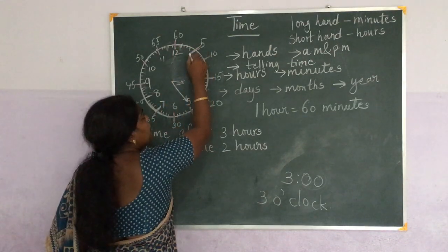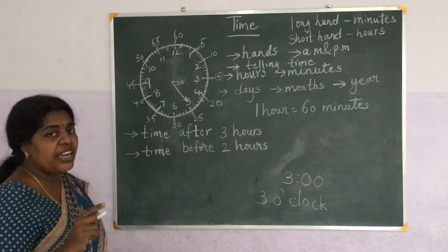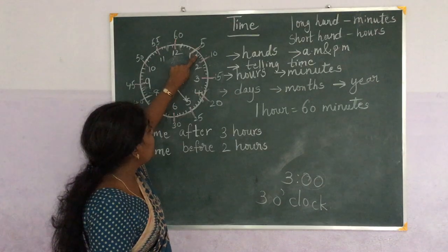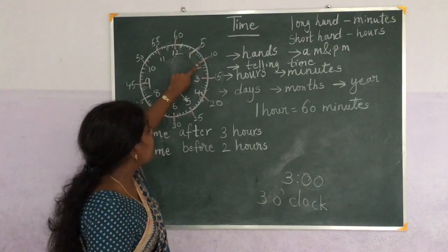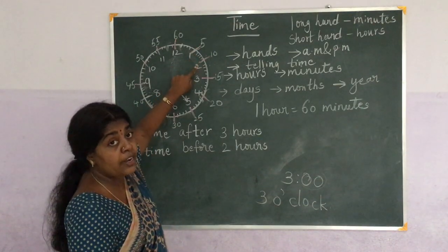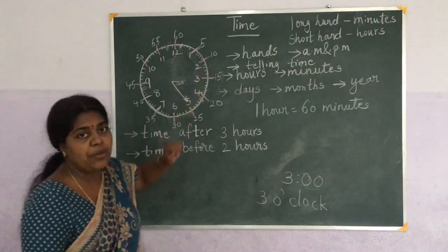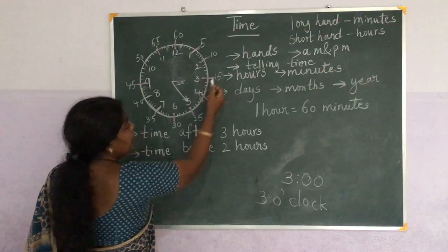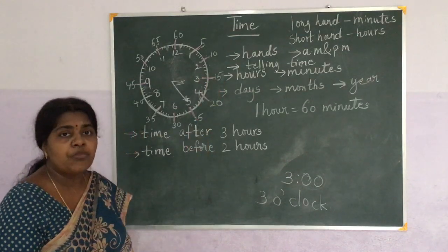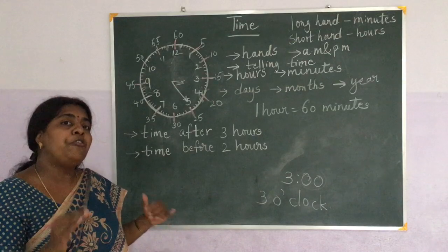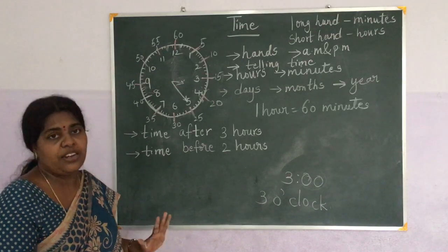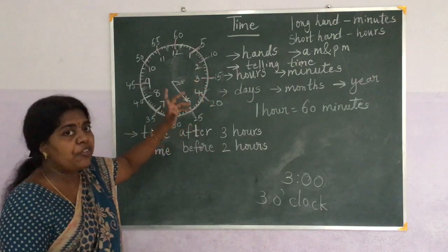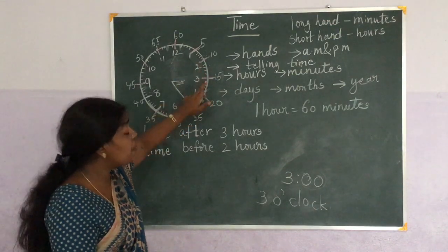So if the long hand is at 1 it means 5 minutes. This is 6 minutes, 7 minutes, 8 minutes, 9 minutes. And if the long hand comes at 2, it is 10 minutes. Now again 11, 12, 13, 14 and 15 means the long hand should be at 3. So you should be very careful. If it is at 3, it doesn't mean 3 minutes, because here we are having dots. In between we are having these small lines.